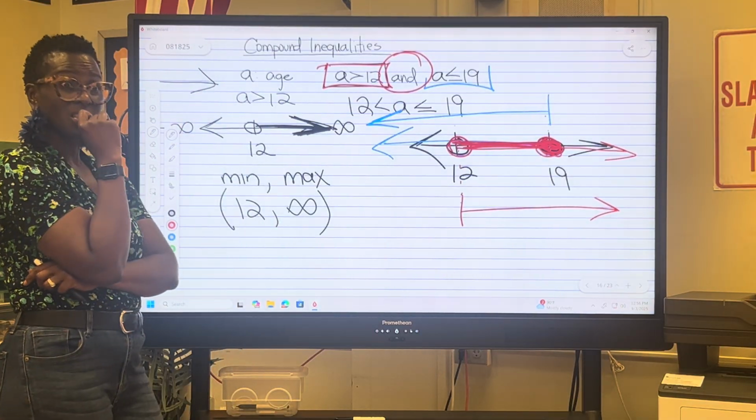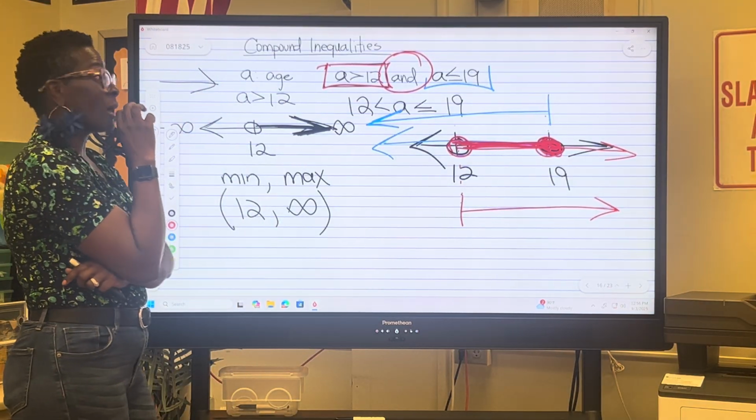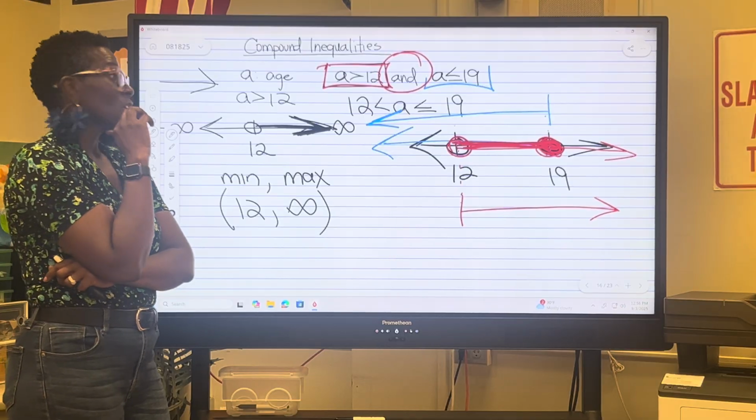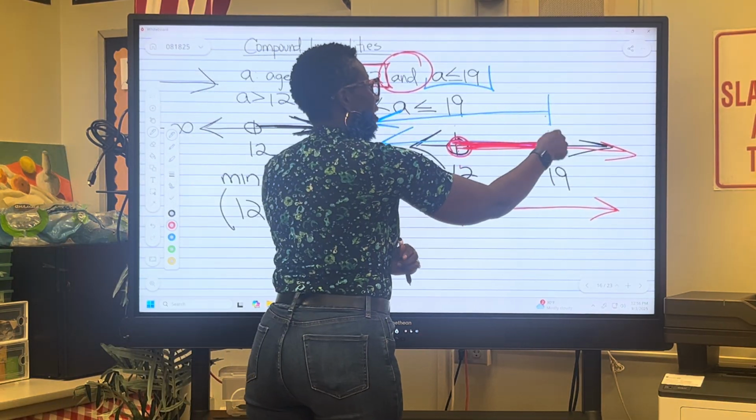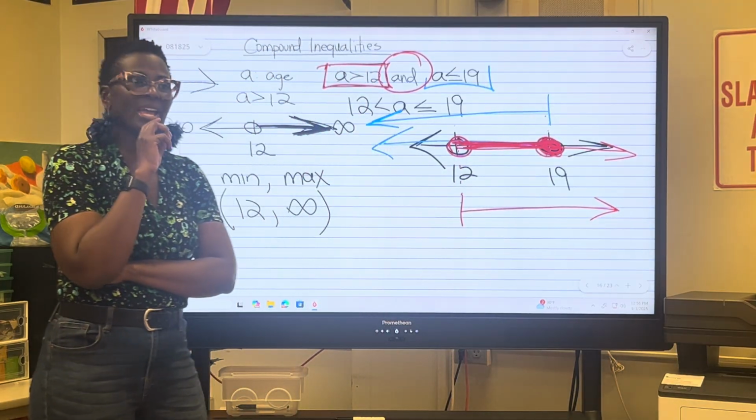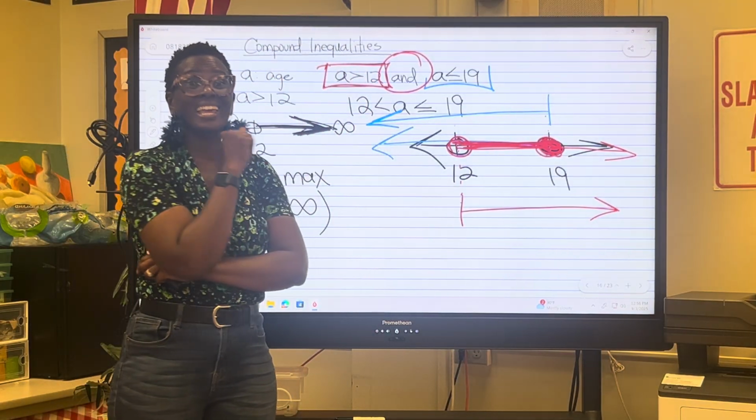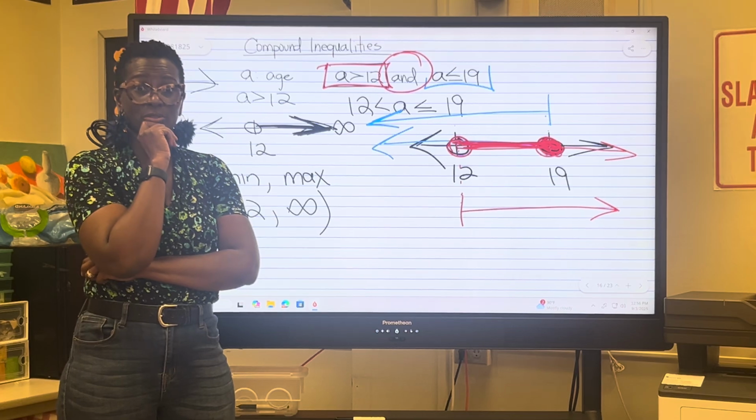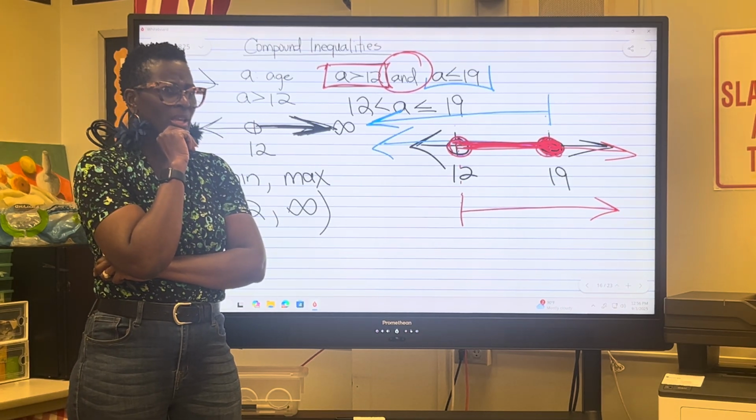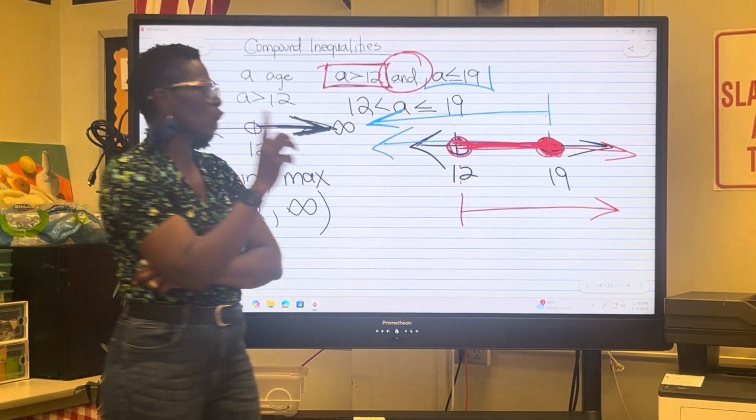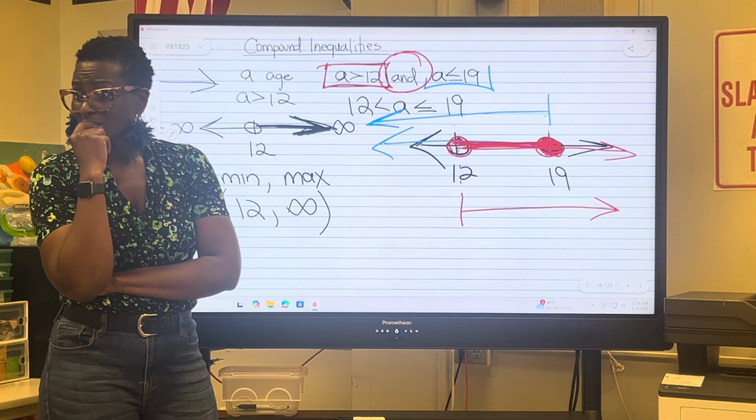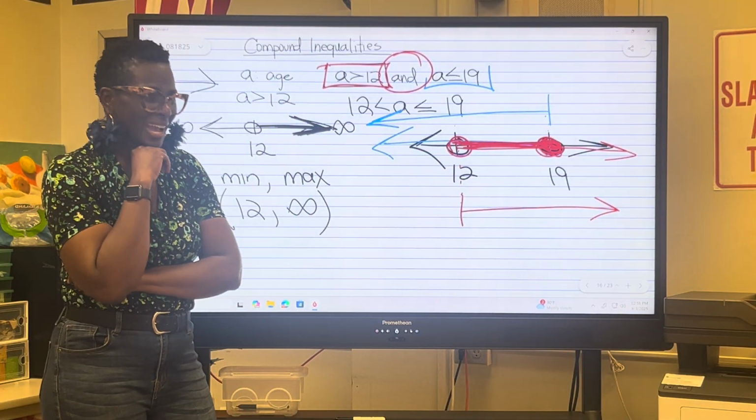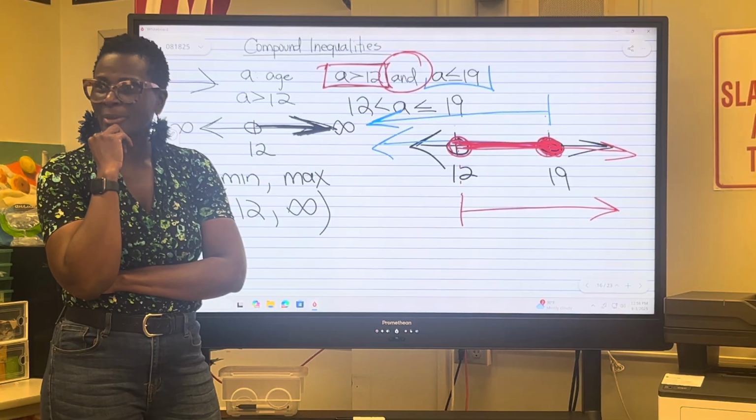What's my solution? Any number between what? 13, 14, 12 and what? 19, including 19. So the way we say that is 12 to 19 inclusive. Are y'all following me? Yes? Why am I saying inclusive when I get to 19? Because it's inclusive. 19 counts too. 19 is included. Does that make sense?